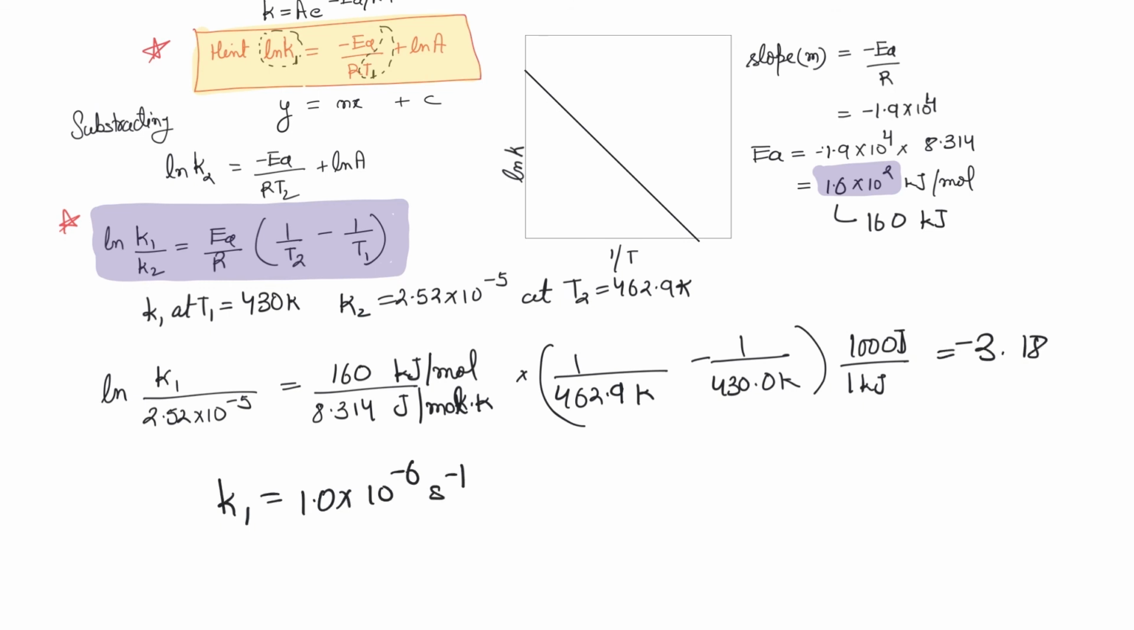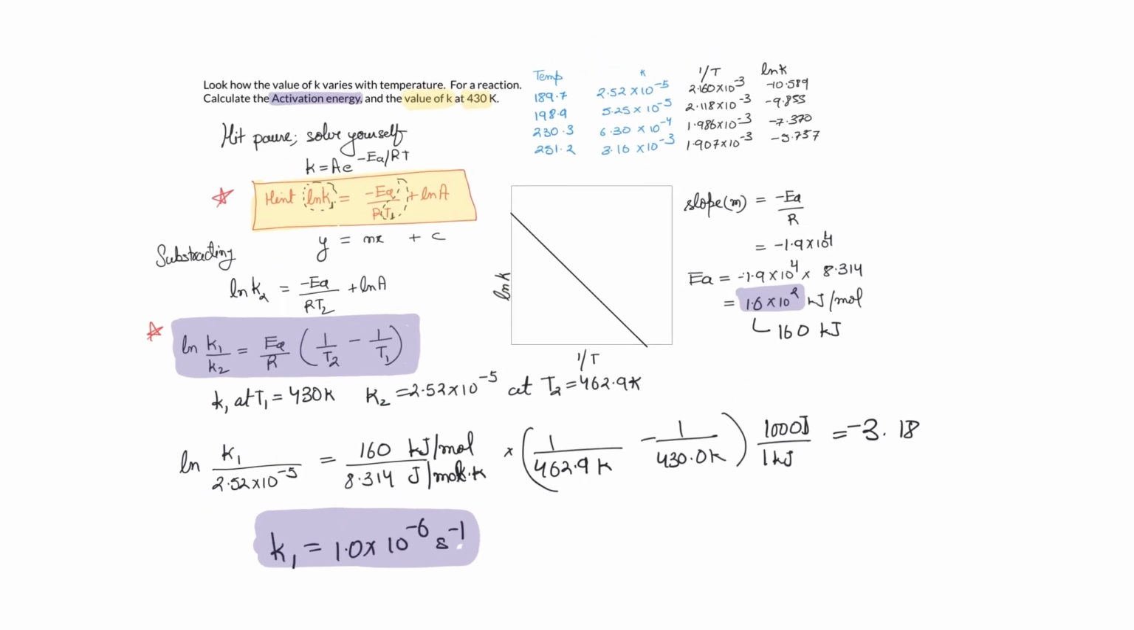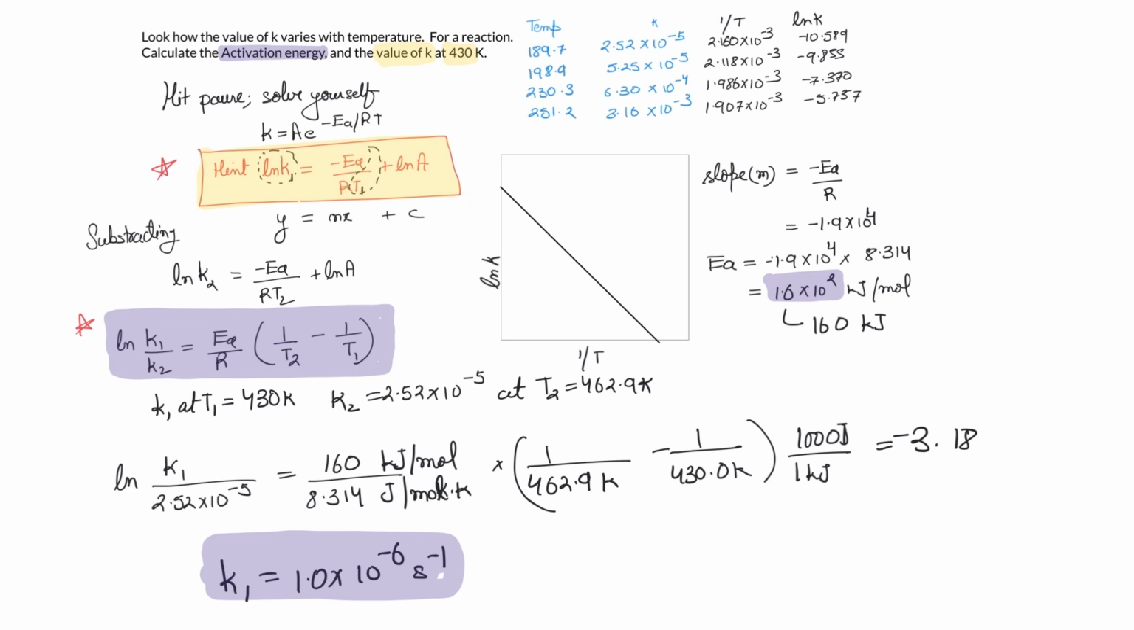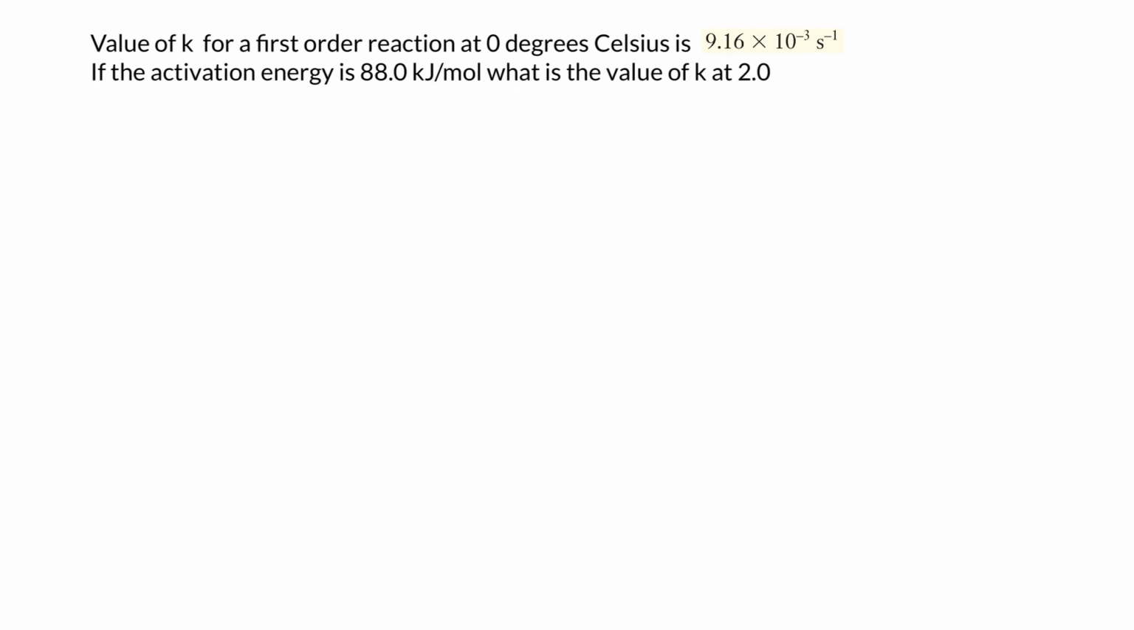Now guys, here's a homework problem that I want you to solve. Okay, so I'm gonna hit the pause so that you can take a screenshot of the same, and it will help you to solve this, and I will leave the answer down to the same problem in the comments. So this is a problem, value of K for a reaction at 0 degrees given, and you have to find out the activation energy is already given, the value of K at 2.0. So use the same equation.